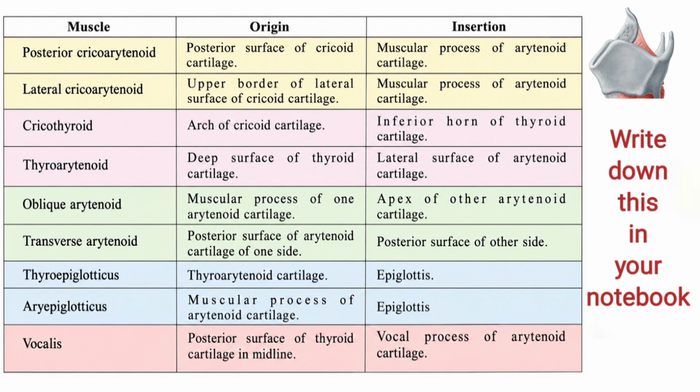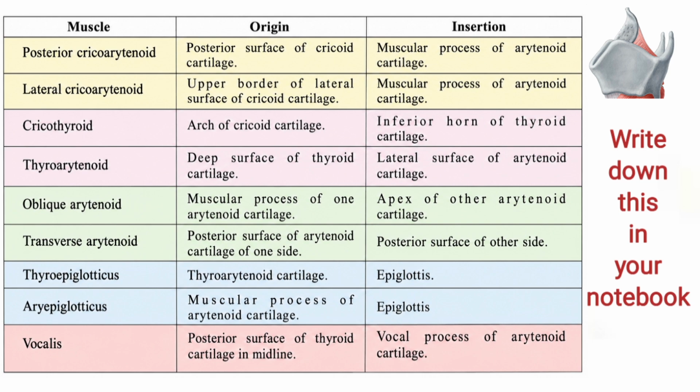Thyroarytenoid: origin, deep surface of thyroid cartilage; insertion, lateral surface of arytenoid cartilage. Thyroepiglotticus: origin, thyroid cartilage; insertion, epiglottis. Oblique arytenoid: origin, muscular process of one arytenoid cartilage; insertion, apex of the other arytenoid cartilage.